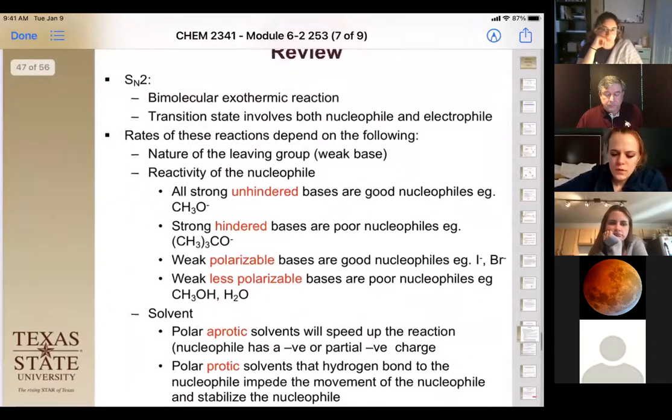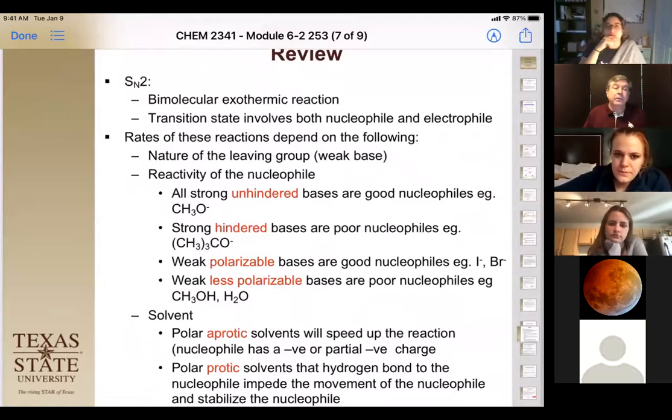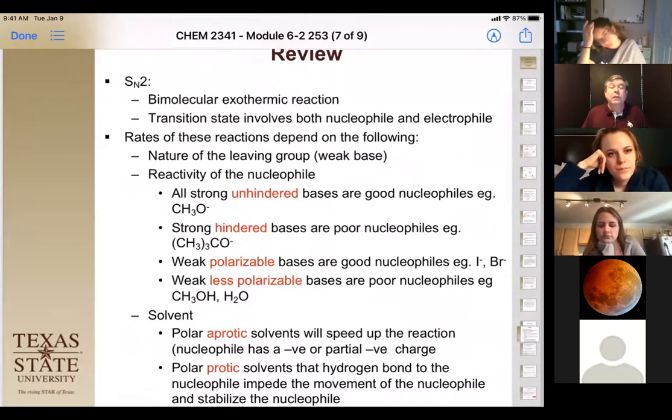Okay, so the net reaction is that bimolecular reactions tend to be exothermic or exergonic. The transition state involves both molecules at the exact same time, making it a bimolecular reaction.